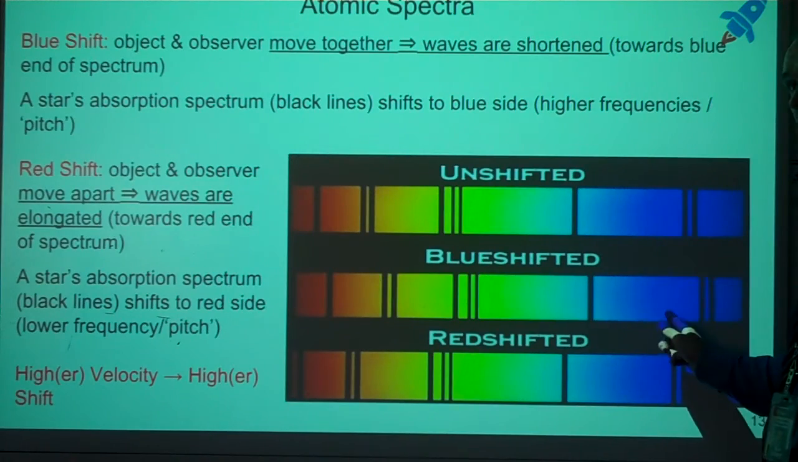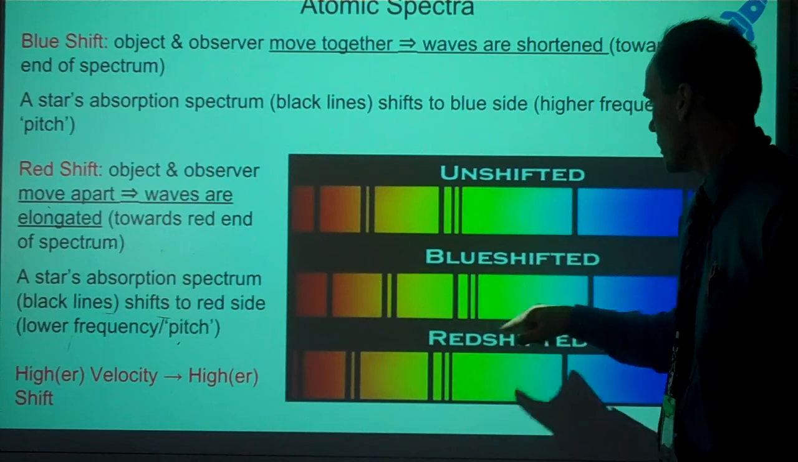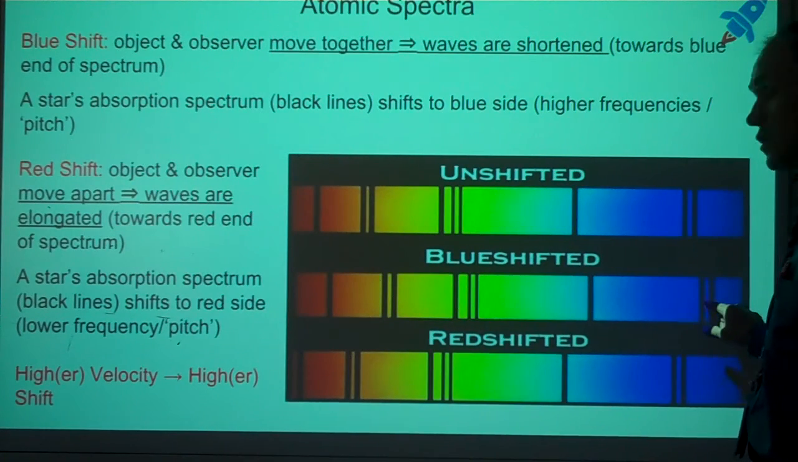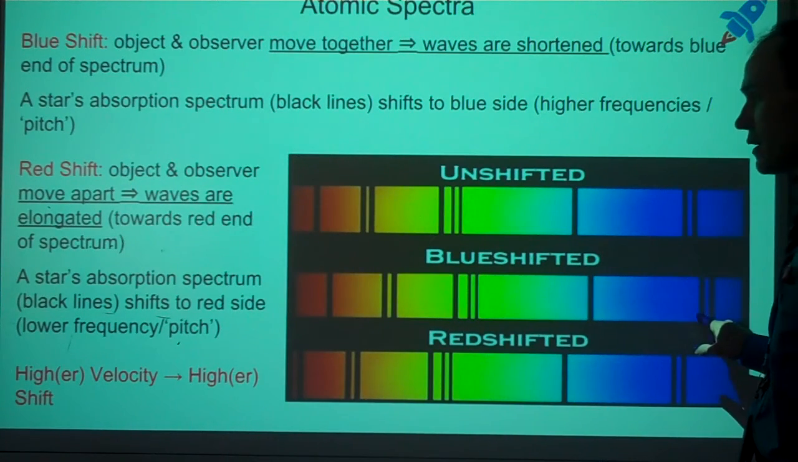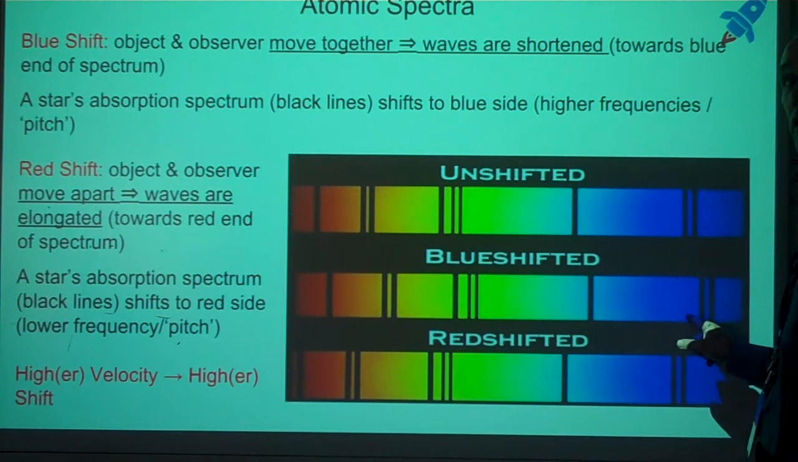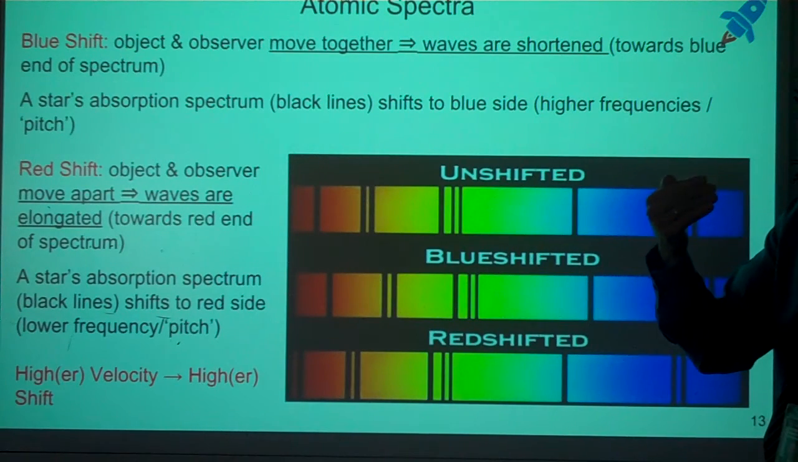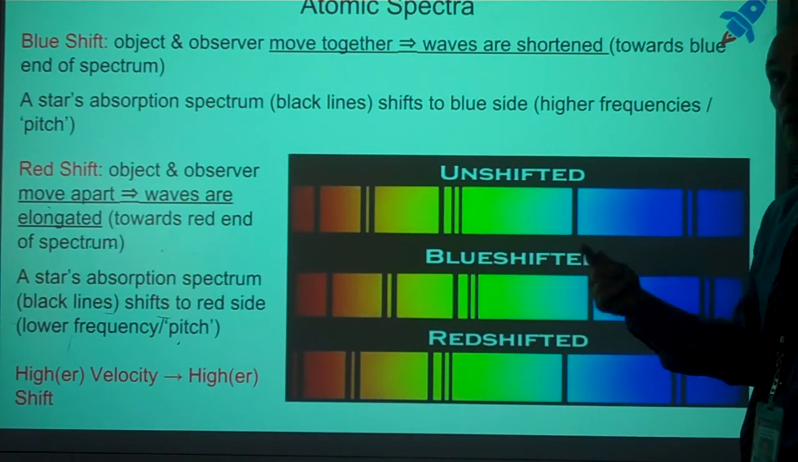This is the blue end. See, look, single, double, triple. Single, double, triple. It's the same pattern, but it's being shifted to the right. Why is it blue shifting? Because whatever is emitting this light is approaching me. Remember, blue shift, it's coming towards you. Red shift, it's moving away from you.